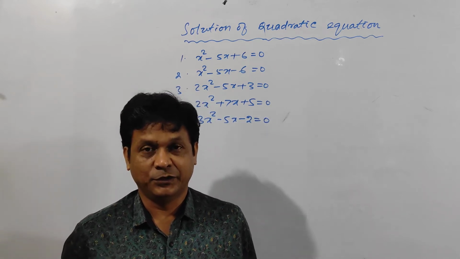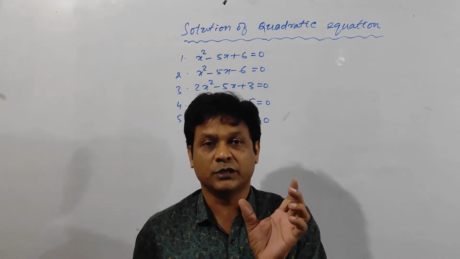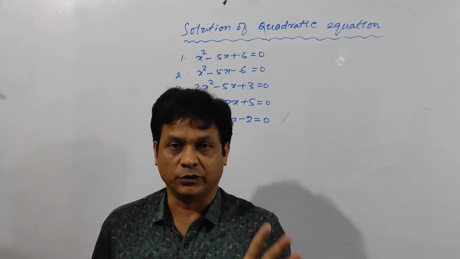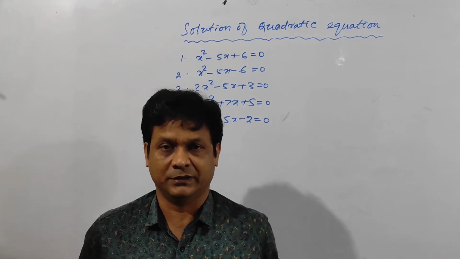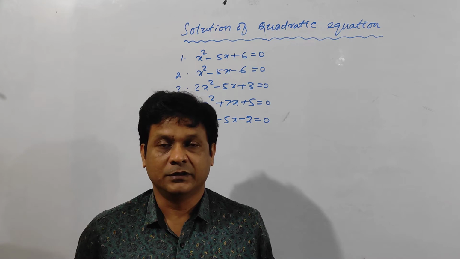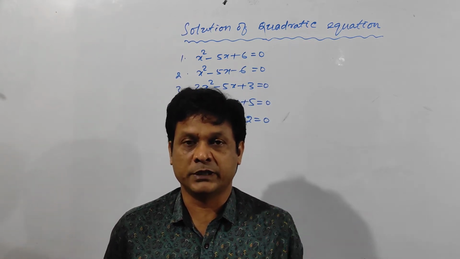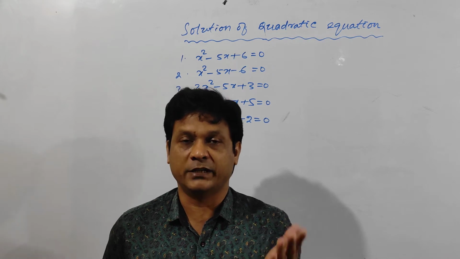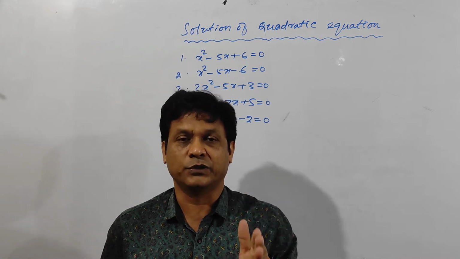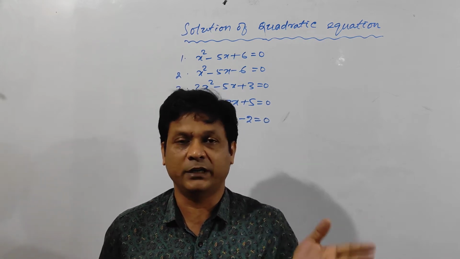Hello everybody. Today I am going to tell you how to solve a quadratic equation. Already it is known to you and it is known to everyone. Clear? You can use the formula, that is ax square plus bx plus c equal to 0 implies x is equal to minus b plus minus root over of b square minus 4ac divided by 2a.